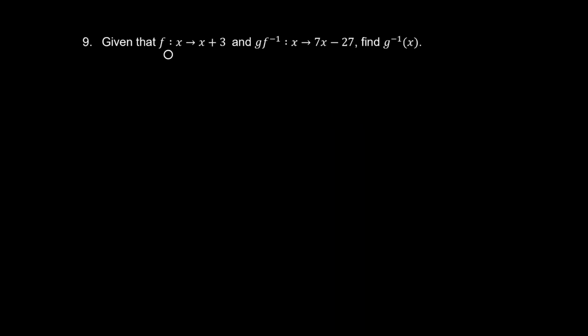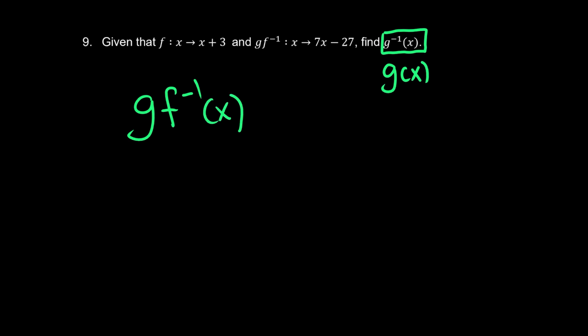Question number 9. Given that f of x is equal to x plus 3 and the composite function of g f inverse is given by 7x minus 27. Find the g inverse function. So how do we find the g inverse? Before that, we need to know first what is the original function. Since they give us the g of f inverse is 7x minus 27, if we want to get our g of x, we just need to remove our f inverse, right? But how to remove?